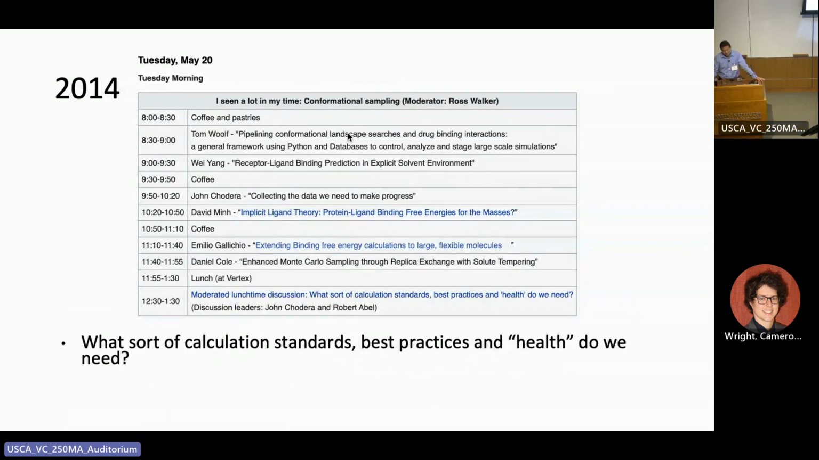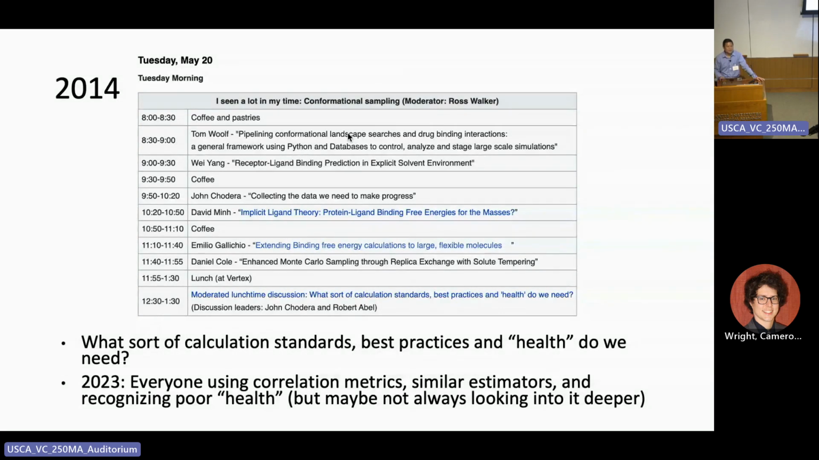Okay, so what about calculation standards, best practices, and how do we need to assess simulations? And yeah, that's become a lot more standardized. I see people report the same correlation metrics across the different slides, which wasn't something that happened 10 years ago. People are using MBAR, even in FEP+, I understand. And at least people will know when something is off. And sometimes they'll look into it and sometimes they won't, because you can do a lot of these calculations now. So that's good progress, let's say.